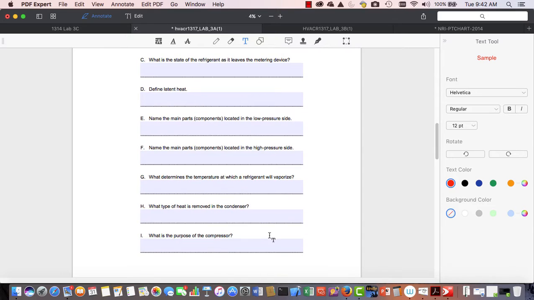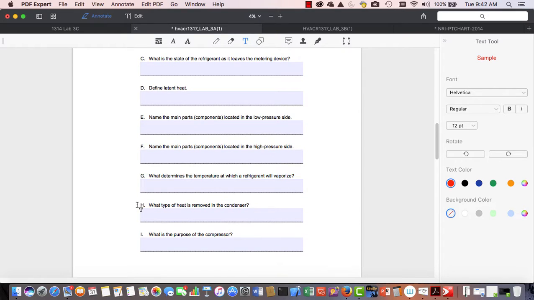What type of heat is removed in the condenser? Well, we have our sensible heat. We have to get the temperature of the refrigerant down to the level it will condense. And then we have the latent heat that's removed to condense the refrigerant from a vapor to a liquid. And then we have some more sensible heat to do the desuperheating.